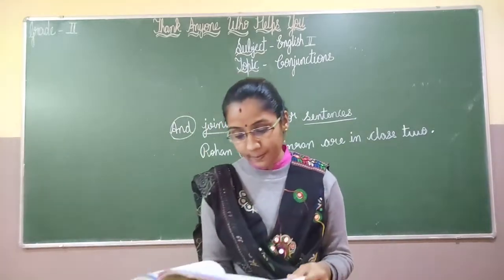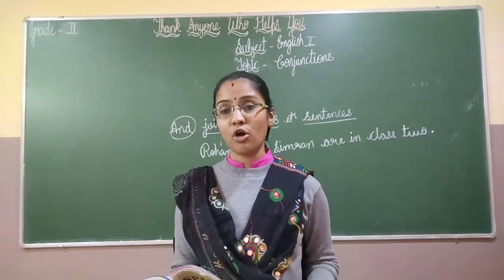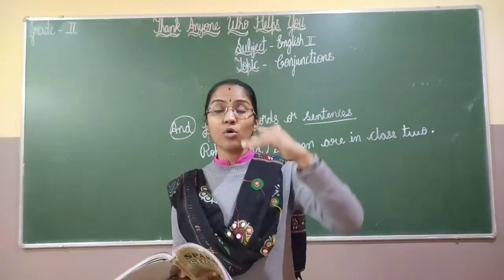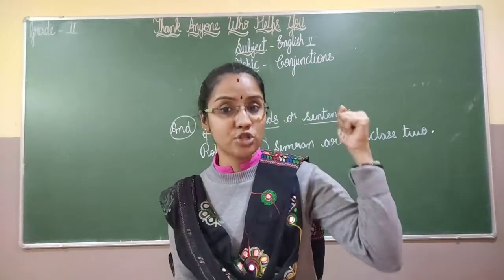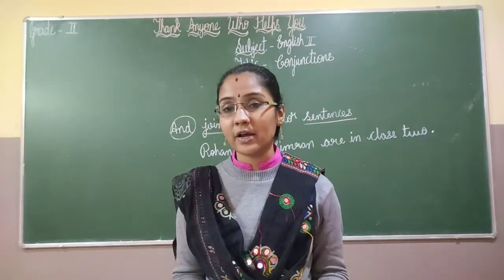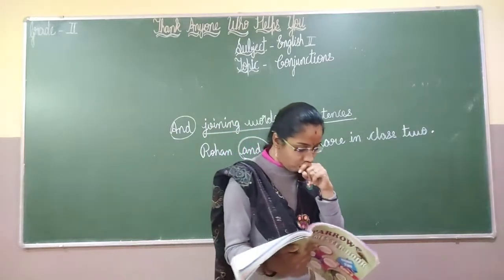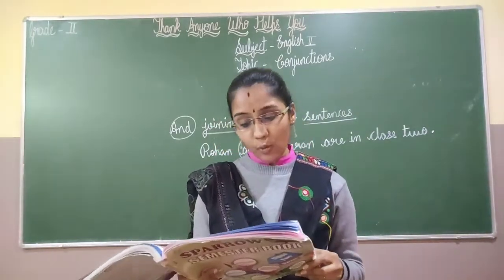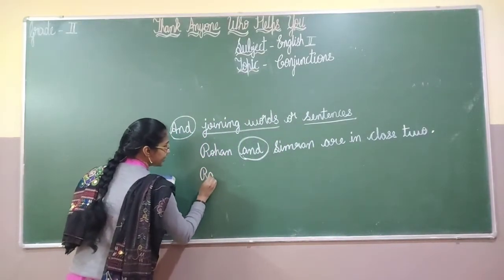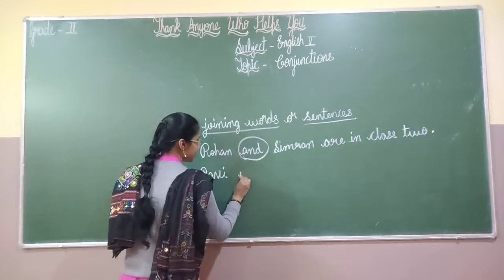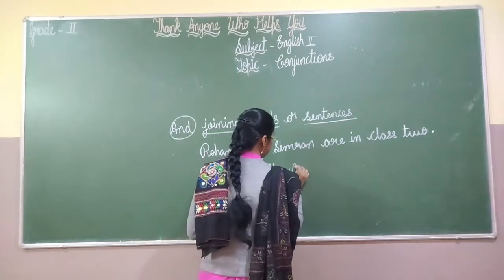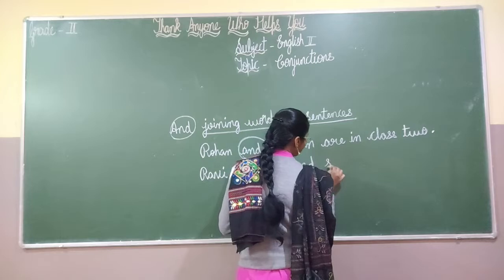Ravi is tall, Ravi is strong. Here we are talking about only Ravi. Ravi is tall and Ravi is strong. We are talking only about one person here. So what can we write, children? Ravi is tall and strong.